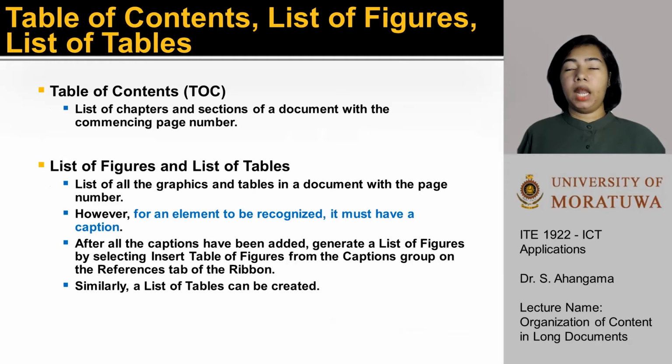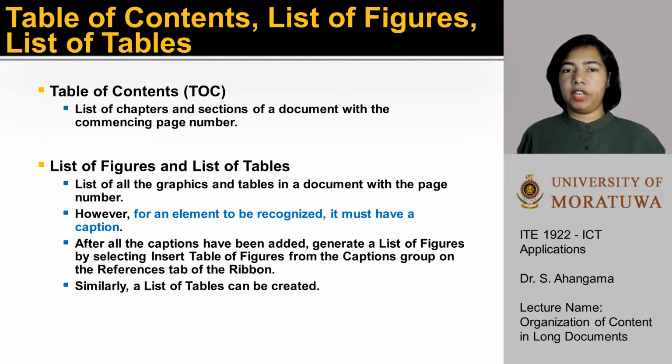Then we have table of contents, list of figures, and list of tables. If you have gone through recommended books, or if you have gone through a long document, you must have seen table of contents and list of figures and list of tables at the beginning of the document. So table of contents provides a list of chapters and sections of a document with the commencing page number. We can simply call it as TOC.